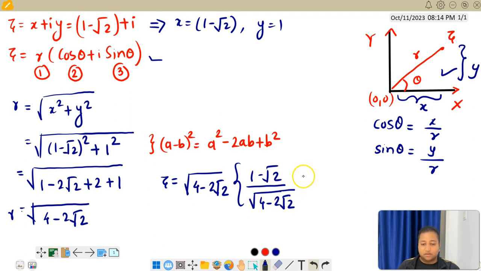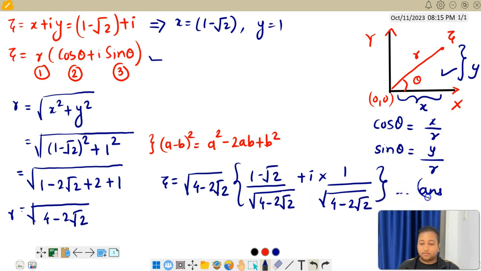Then plus i of, what is the value of y? y is nothing but 1, which I am highlighting again here. So that will be 1 upon r. Sine theta is y upon r, so I have substituted the value of y, and the value of r is again the square root of 4 minus 2 root 2. So this is the final answer. If I have the rectangular form like this, then I can get the polar form like this.